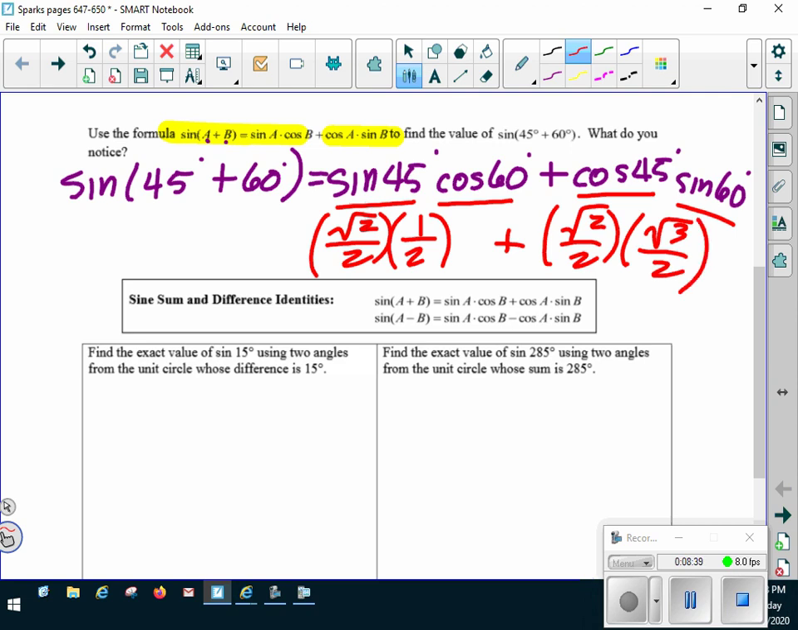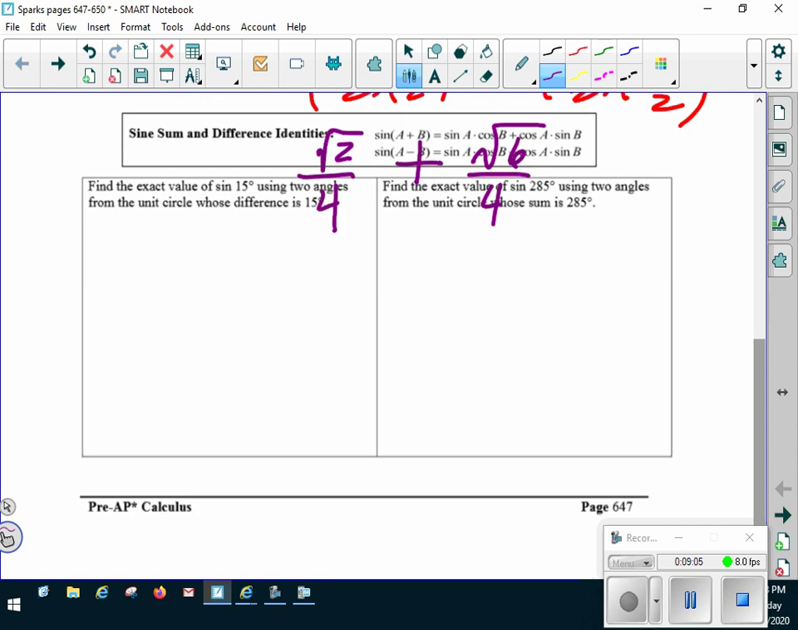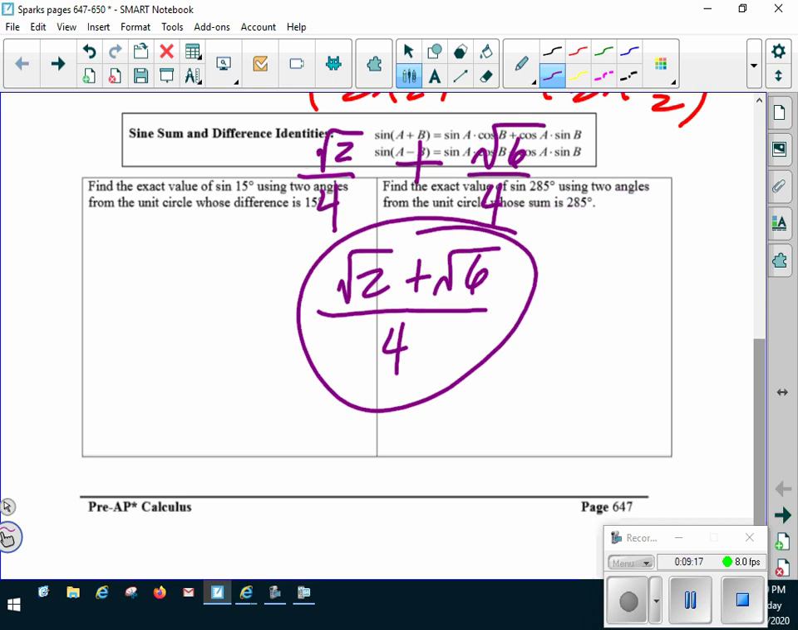Now, what is square root of 2 over 2 times 1/2? Square root of 2 over 4. Yep. So this is square root of 2 over 4 plus square root of 6 over 4. Oh, I have a common denominator. So that's the square root of 2 plus the square root of 6, all over 4. Right, I can't combine them into square root of 8 or something. I cannot do that. That, ladies and gentlemen, is the sine of 105 degrees. Exactly.